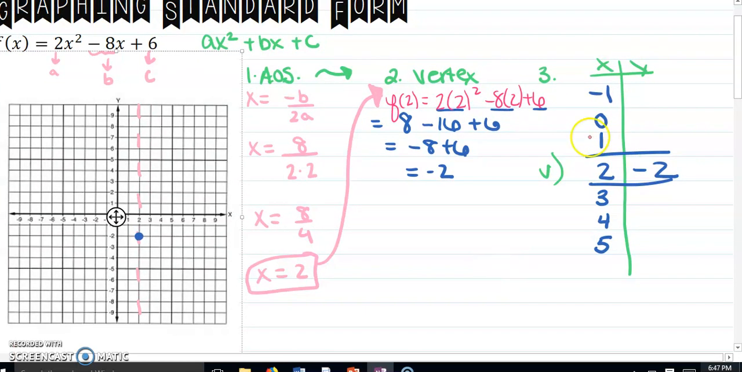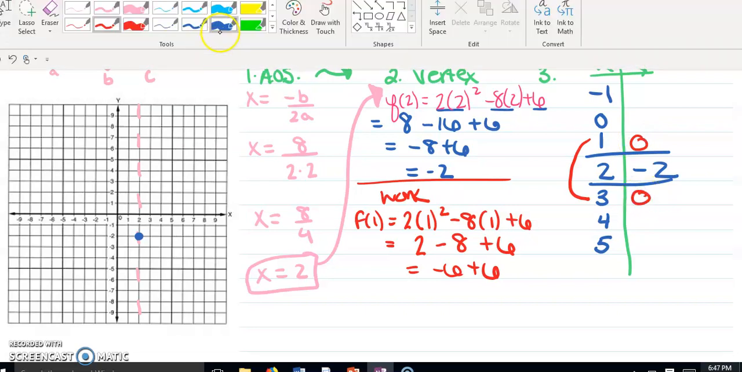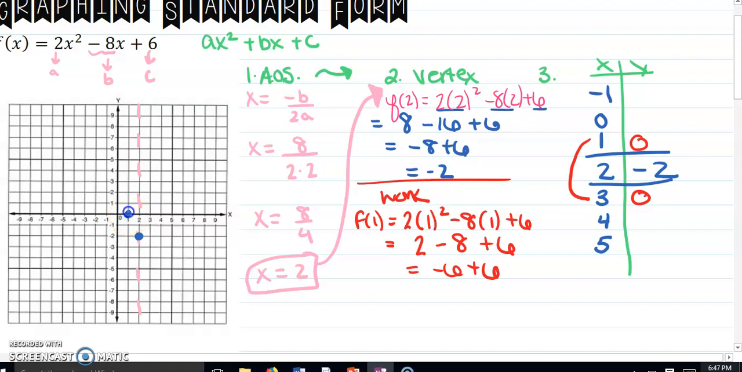1, and we know that 1 is going to reflect 3. So whatever I get for 1, I'll also get for 3. If we plug in 1, I'm going to do my work down here. f of 1 is going to be 2 times 1 squared minus 8 times 1 plus 6, which is 1 squared is 1, times 2 is 2, minus 8, plus 6. 2 minus 8 is negative 6, plus 6, which gives me 0. So if you plot these, you're going to notice if we get (1, 0) and (3, 0), that those are your intercepts. You should definitely always choose at least 5 points.